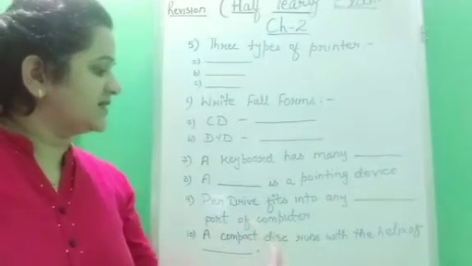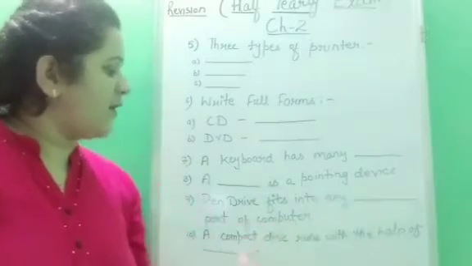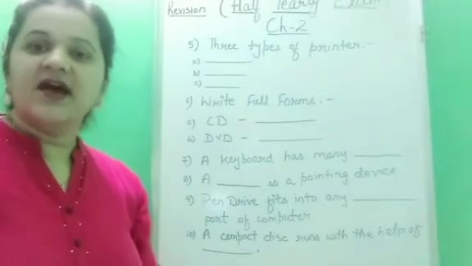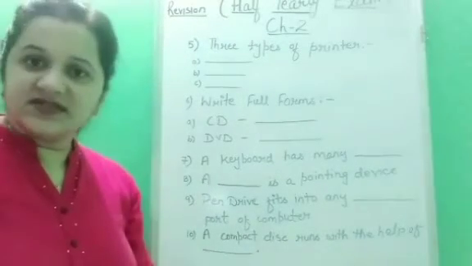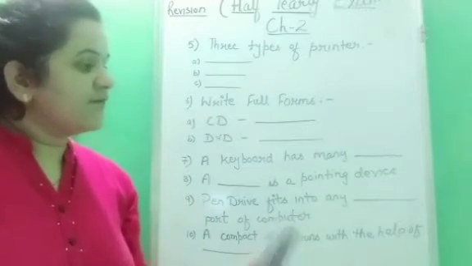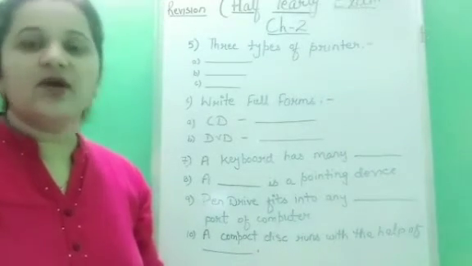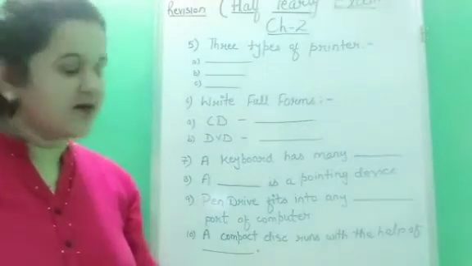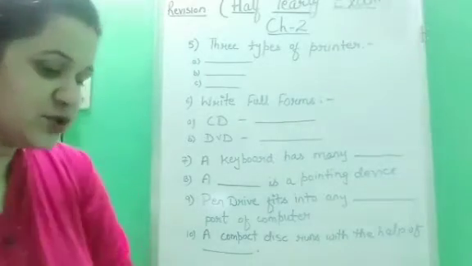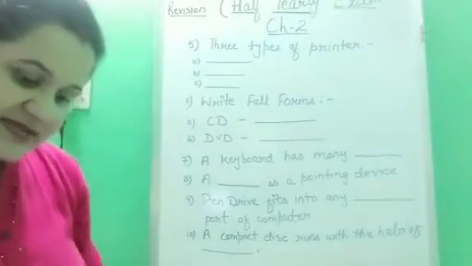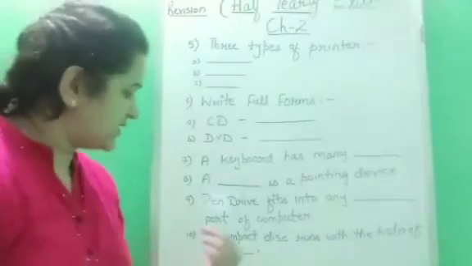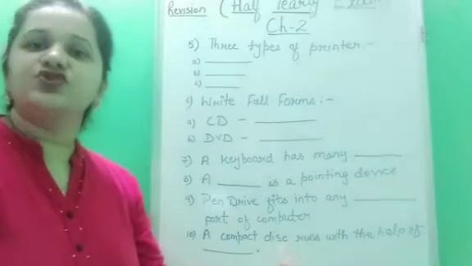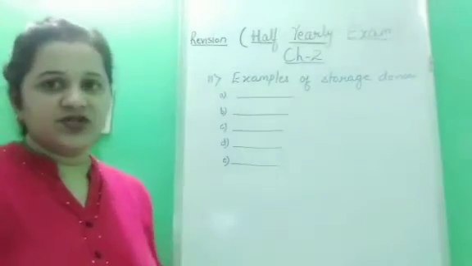Okay, to the 10th part. A compact disc runs with the help of dash. Children, CD is a circular disc. You all have seen. A compact disc stores the data. Okay, and if we want to see the contents of CD, so we require what? We require CD drive. So what you will write down? You will write down CD disk drive. So write down DISK disk, DRIVE drive.